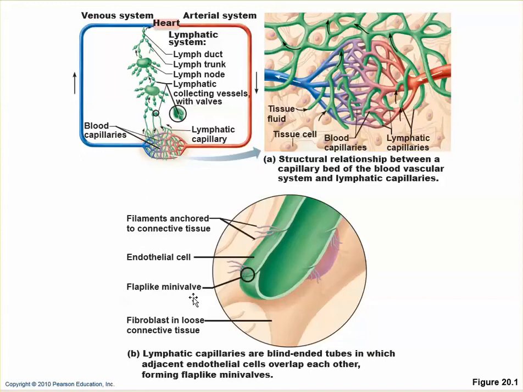There are filaments, proteins that are attached to the edge of these cells that are anchored out in the interstitium. When the interstitial fluid builds up, and there's more interstitial fluid than there used to be, it pulls on these filaments, because the cells are being pushed further apart by the extra fluid between them. Pulling on those filaments opens the valves, allowing a place for the lymph to drain into.